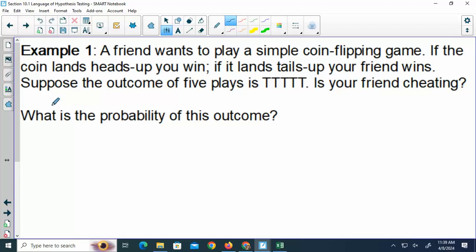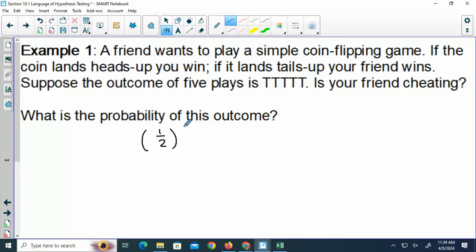So if I said a friend wants to play a simple coin flipping game. If the coin lands heads up, you win. If it lands tails up, your friend wins. Suppose the outcome of 5 plays is 5 tails. Is your friend cheating? You guys think your friend would be cheating? Yes. Depends on who your friends are. I don't know. So what's the probability of getting a tails? 0.5 or 1/2. And how many did they get?